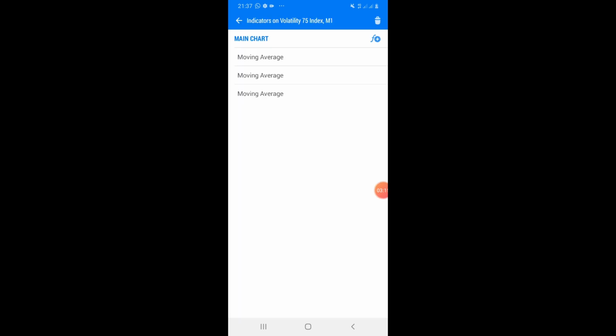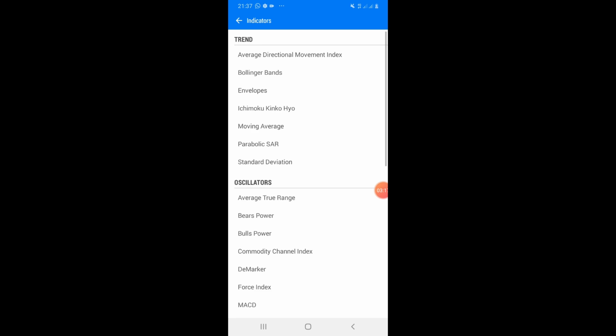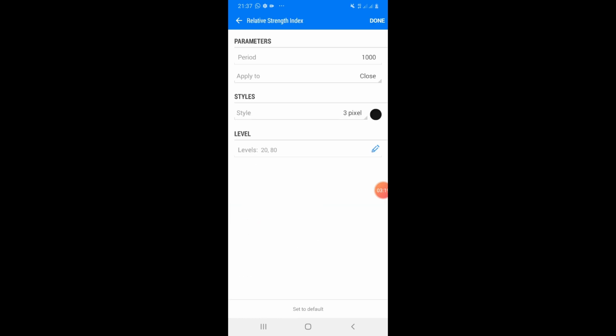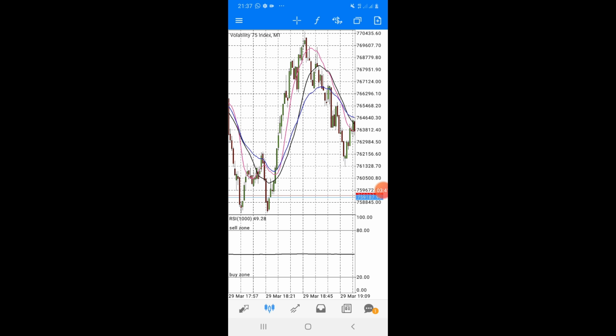Then the other 2, I have the RSI, that is the relative strength index. It has a period of 1000. Apply to close. I'm going to choose black as my color, and then I need these 2 levels, level 20 and level 80. Level 20 as a description of buy, level 80 as a description of sell zone. And then I'm going to click done. So now I have these 2, buy zone and sell zone, right here.